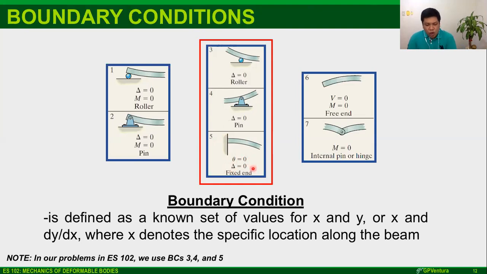Now, what is the most common mistake that students commit? Please remember that you only impose slope, theta, equals 0 for fixed supports only. Kadalasan, kapag merong roller and pin, ginagawa ng students, pinipilit din. They force that the slope is equal to 0. It's not. That's a very big mistake that students commit. So please remember that the only boundary condition we can apply in a pin and a roller is that the deflection is equal to 0. The slope is not equal to 0. Is that clear? I hope that's clear.